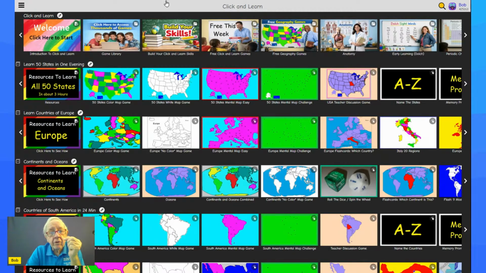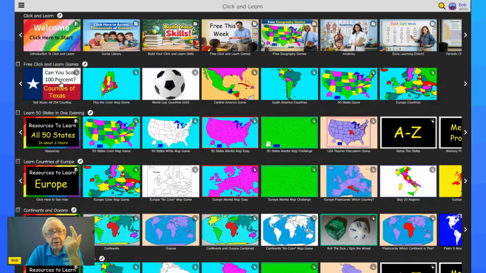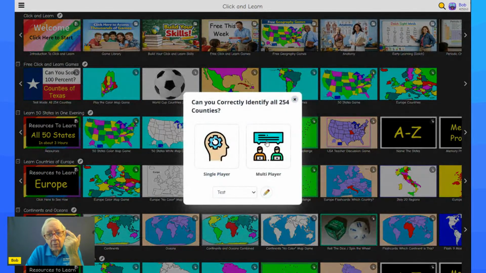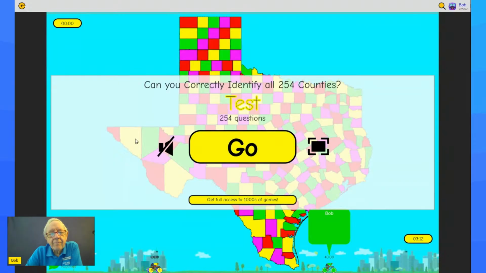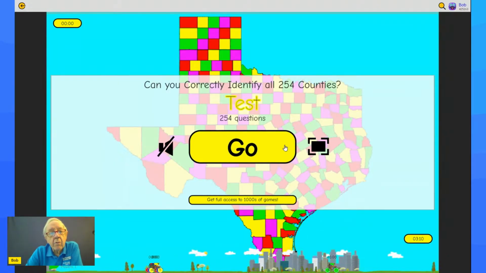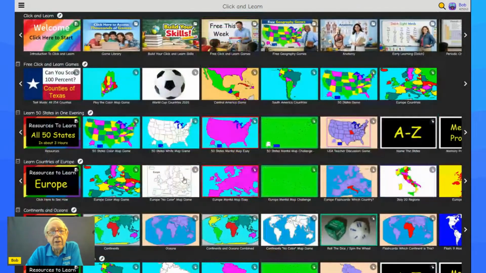So I wanted to show you how you can get in and play this game that we're playing. You click this button, it says free this week, and you can get in and play. Click this button for Texas counties. And if you want to play along with us, get in your own race car, you select multiplayer, and then you click the go button. I'm going to exit from that because I want to show you another way to get into this same game.